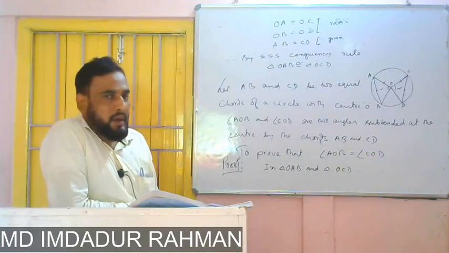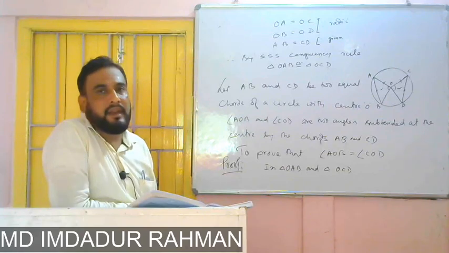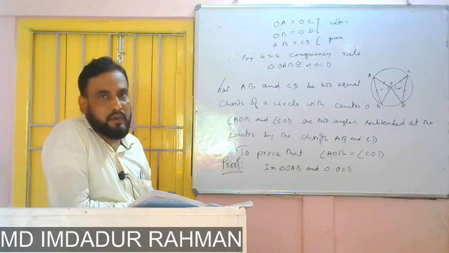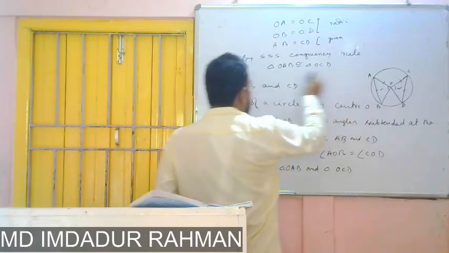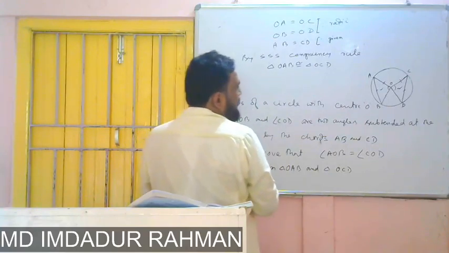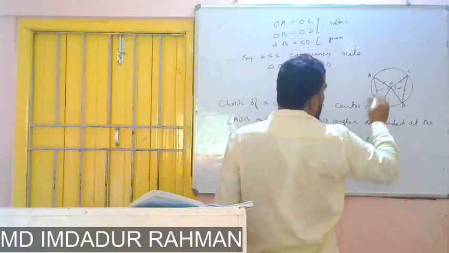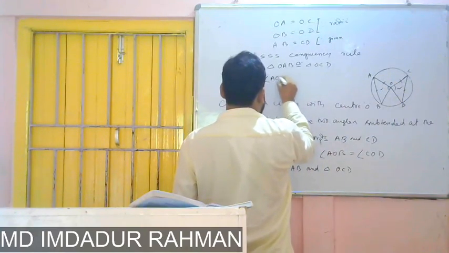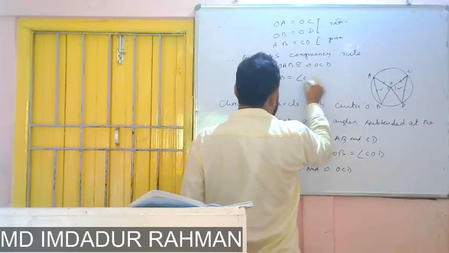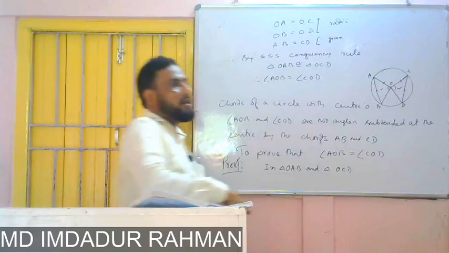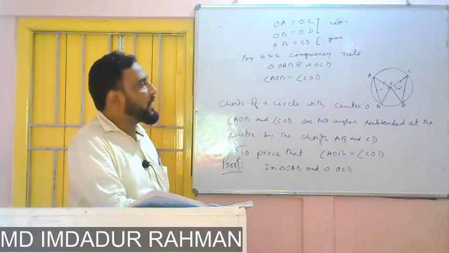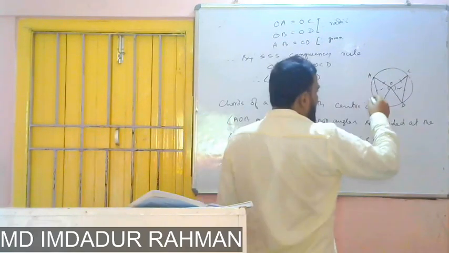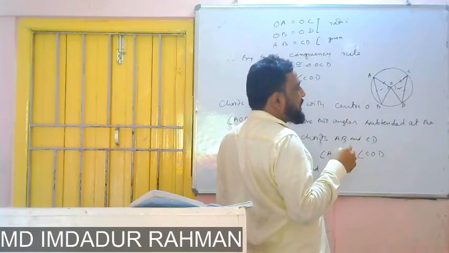So when we get two triangles congruent, then generally we get one or two similarities. So after proving these two triangles are congruent, we got one similarity that angle AOB is equal to angle COD. When we prove two triangles are congruent, then we can say that other parts of the triangles are equal.